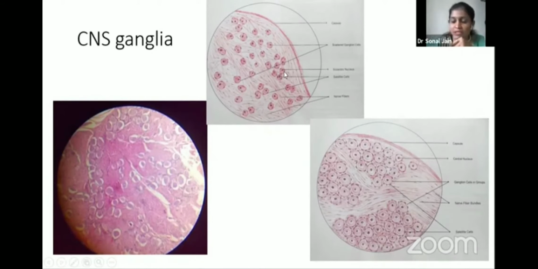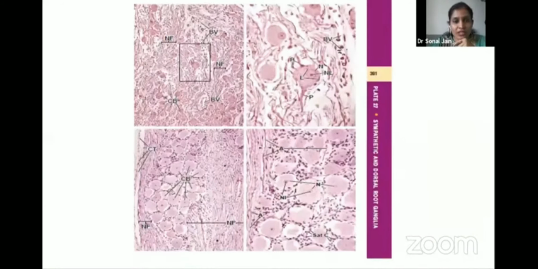What do you mean by satellite cells? They envelop the neuron and they are cuboidal cells. So these are the 5 differentiating points between the sensory and the motor ganglia, and you must know them. So this one is the other picture. As you can see here, there are some processes. So this is a multipolar neuron, and here we cannot see them, and the nucleus is in the center. So this one is the sensory one, and this one is the motor ganglia, that is the sympathetic ganglia.